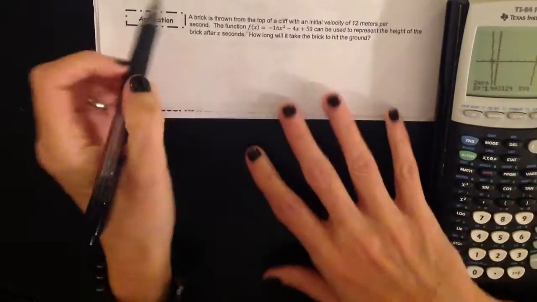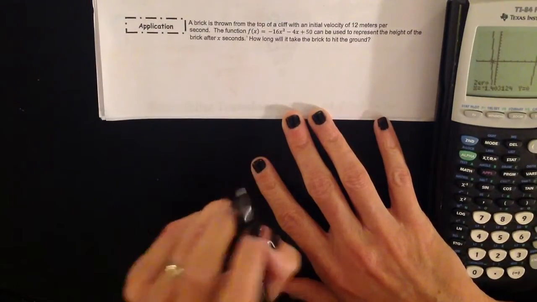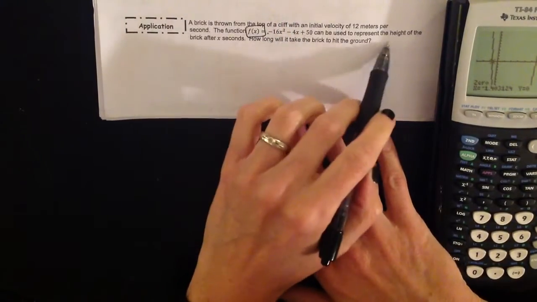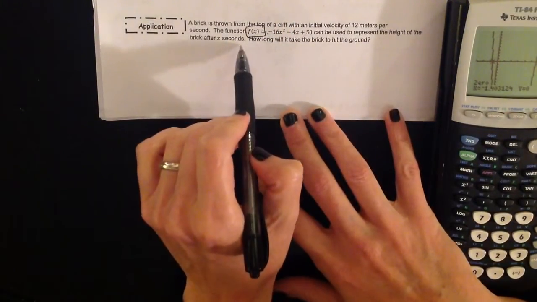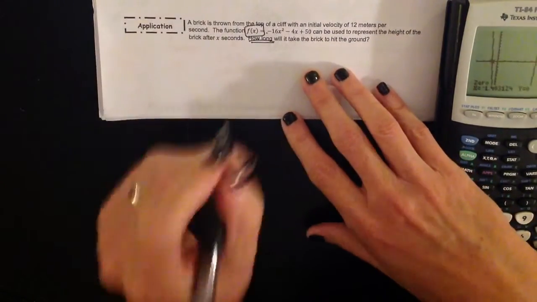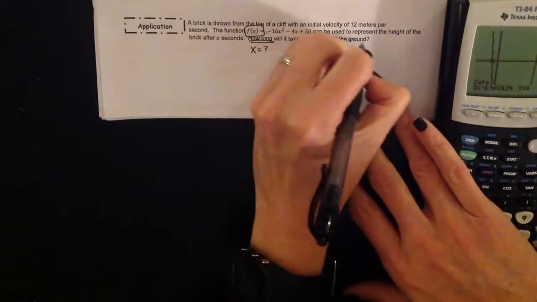All right, and now to solve. A brick is thrown from the top of a cliff with an initial velocity of 12 meters per second. The function, so here's my y equals equation that I can put in my calculator, used to represent the height. How long? Okay, so if they're asking for time, they're asking me for an x value. Will it take the brick to hit the ground?